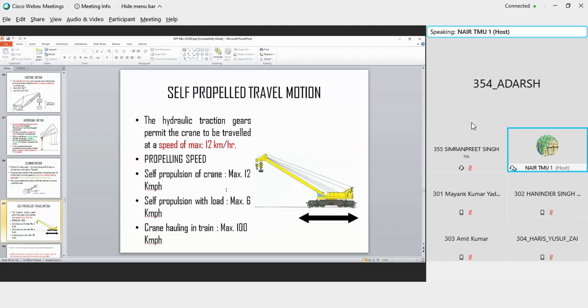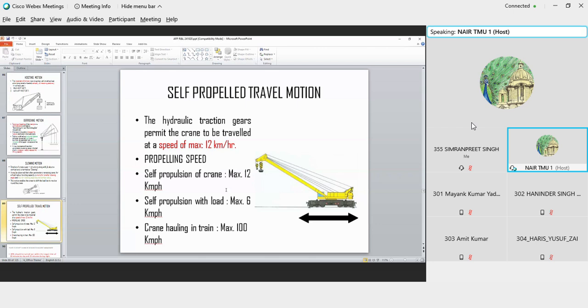Now, this crane also has the capability of self-travel. When the crane is attached with the formation, it can move at the speed of 100 kmph, which is the speed potential of this crane. The self-propulsion capability of the crane is 12 kmph. That means when it is light on rail, it has not lifted a load, the crane can travel by itself at a speed of 12 kmph. With load, it can travel up to 6 kmph.